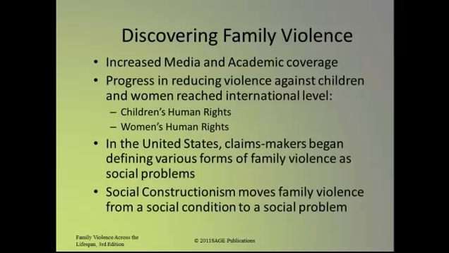There's been some progress in reducing violence against children and women on an international level. And in the United States, what they refer to as claims makers in our textbook began defining various forms of family violence as social problems. Social constructionism is really this sense that we define things in our system. Things don't really exist; we recognize and describe and define things a certain way. Family violence moved from being a social condition, something that just exists and that we have to live with, and we now define it as a problem, something that we need to resolve and change.